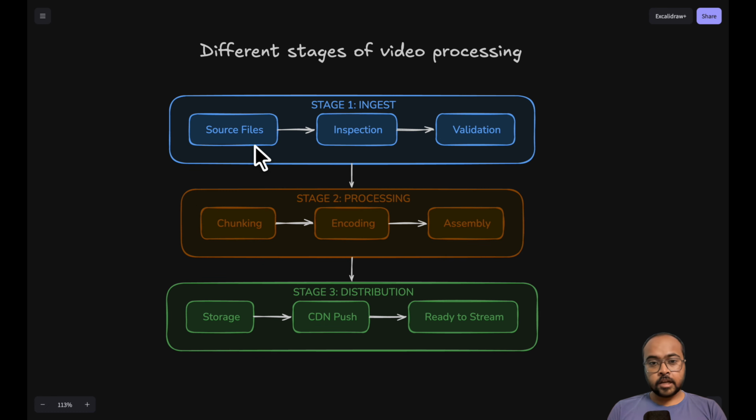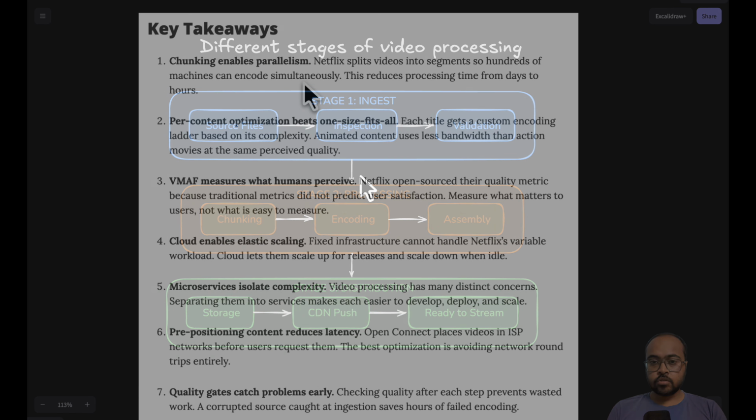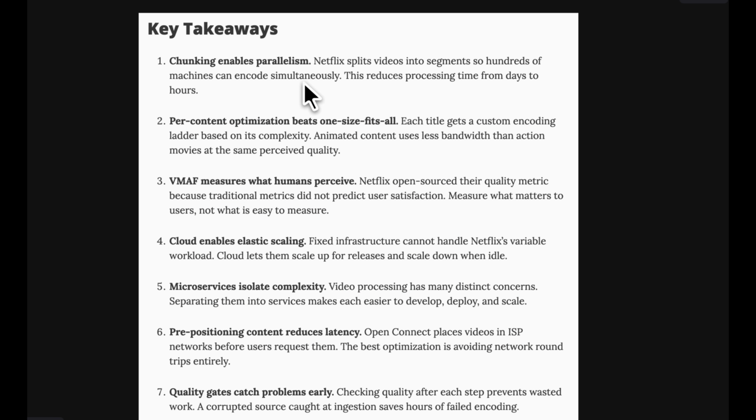So this was the overall architecture diagram for Netflix, starting from how the videos are uploaded, then how validations and inspections are done on the video, and then what type of processing is done on those videos, and eventually how the videos are distributed across the world using CDNs. So here are the key takeaways from today's video regarding Netflix video streaming architecture.